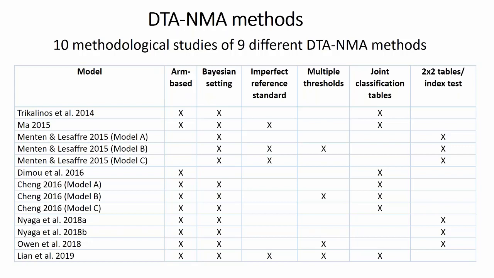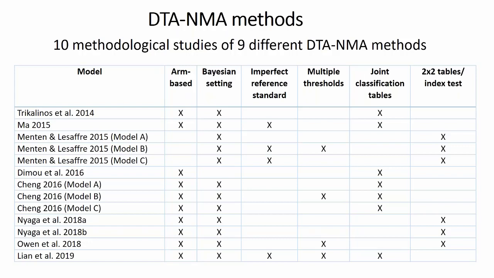Model A allows direct and indirect comparisons, and indirect comparisons are obtained through common comparators. B and C are hierarchical latent class models, and these latent class models use the number of subjects showing the pattern of outcomes across the test instead of the number of true positives and false negatives per test. Cheng also proposed 3 models.